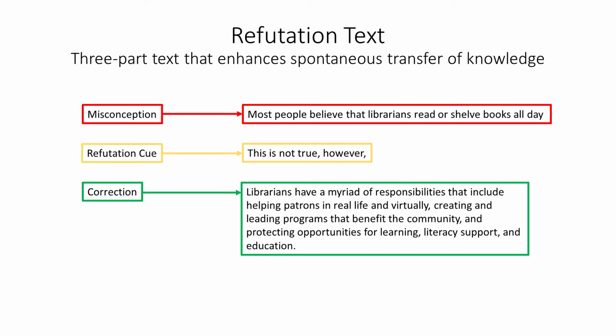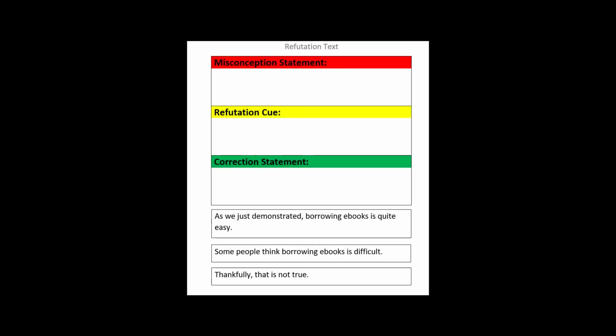Our final demonstration is going to show how easy it is to build a refutation text. Like we talked about previously, refutation text is a three-part text that enhances spontaneous transfer of knowledge. Here we can see that there are three parts of refutation text. First, we have the misconception statement or the incorrect information statement. Then we have the cue, and then we have the correct statement or the correct information based on science and fact.